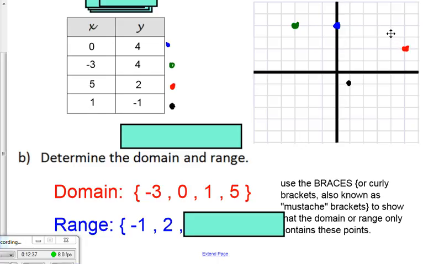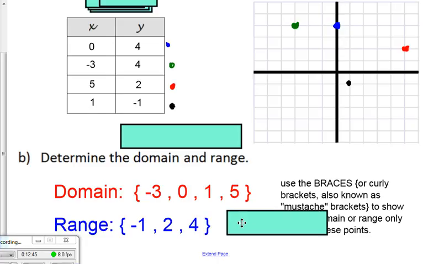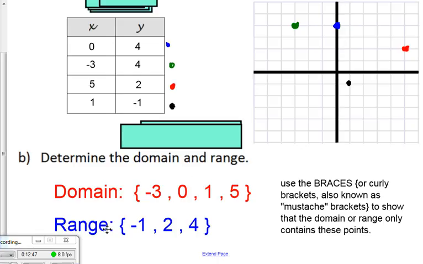If I continue to work my way up, I hit this number 4. Now it happens twice, but I don't need to mention it twice. I only need to mention it one time. So the range in this case, there's only 3 values. Even though there are 4 points, my range only has 3 values because there's only 3 possible y values. So domain and range, you see right here for this particular relation.